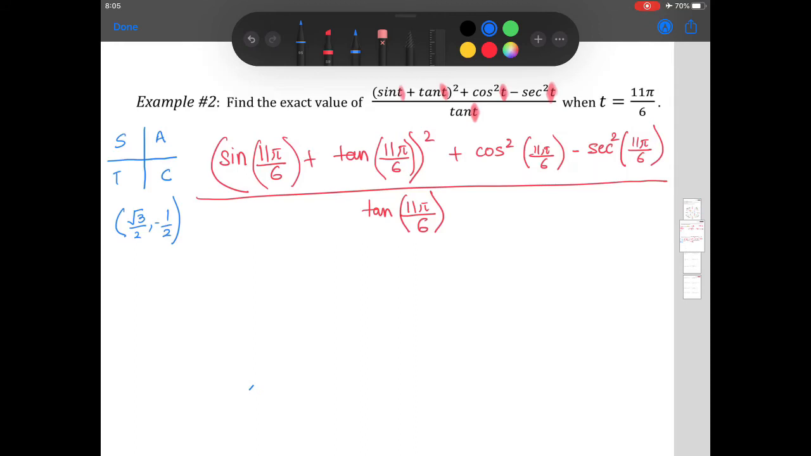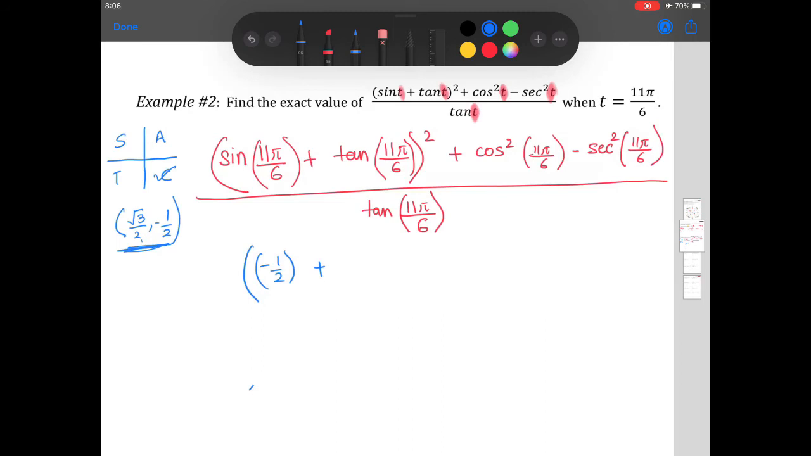And 11 pi over 6 happens to be in our fourth quadrant, where cosine is going to be positive, sine and tangent both will be negative, and these will be the points. These are the points, rad 3 over 2 and negative 1/2. So we're going to use these points and substitute in here. So sine of 11 pi over 6 is going to be negative half.